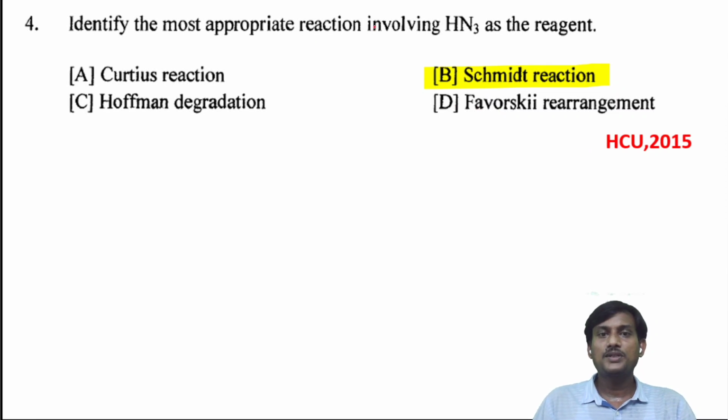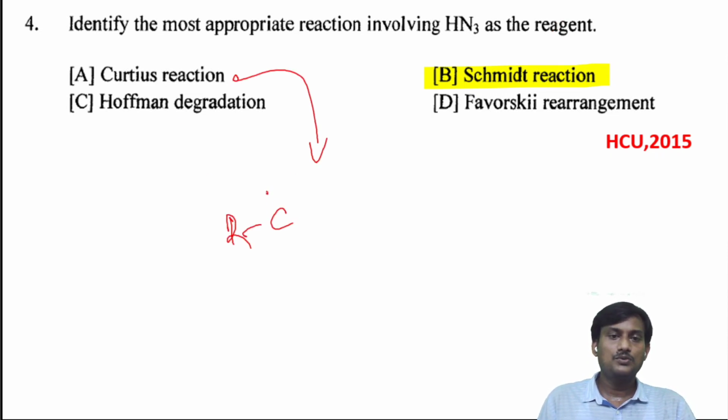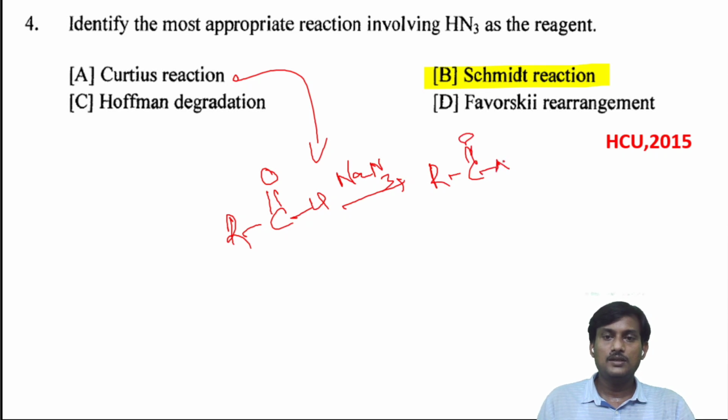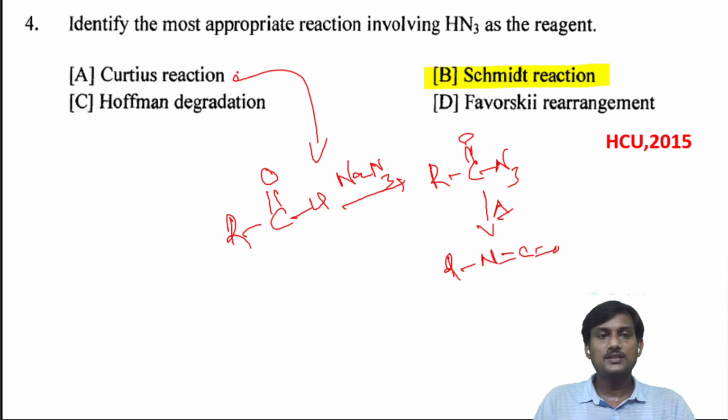Identify the most appropriate reaction involving hydrazoic acid as the reagent. The Curtius reaction is the reaction of RCOCl and sodium azide. When you treat, there is a formation of RCON3. When you heat it, this azide is converted into an isocyanate, R N double bond C double bond O. So in the Curtius reaction, we use acyl azides.